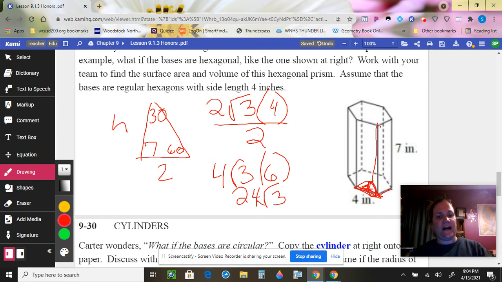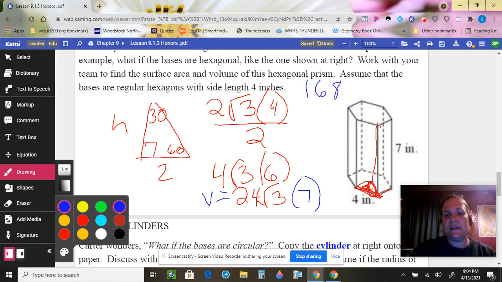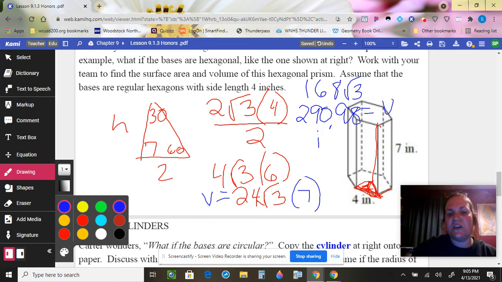And I'm going to need that for the volume and for the surface area. So if you guys think about it, for my volume, I'm going to go to a different color. If I'm trying to find the volume, I'm going to take 24 radical 3 and I'm going to times it by 7, right? The area of the base, and how many of those? There's 7 of those. So I would just take 24 times 7, and we could leave this as 168 radical 3, or we could write it as a decimal. So if I write it as a decimal, it would be 290.98. So this would be the volume, inches cubed, I should say. That would be my volume.